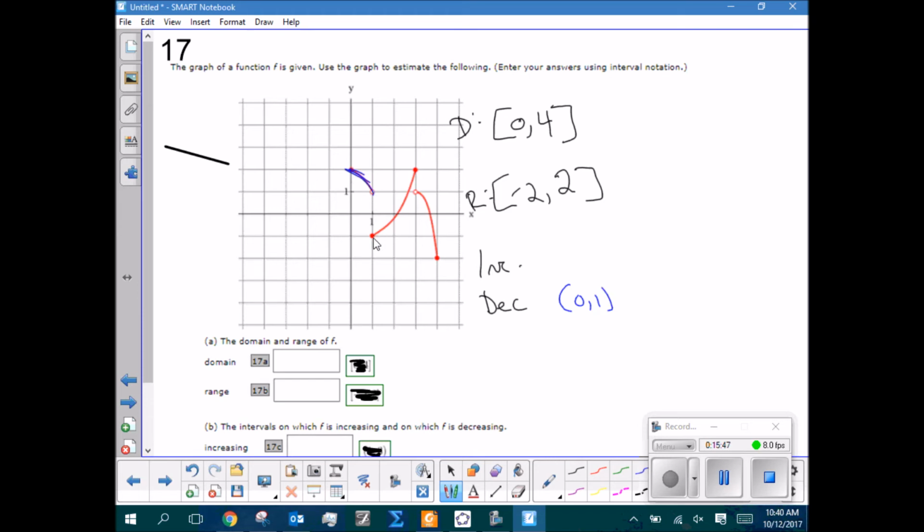But when I get to 1, there's a transition here. Now the transition says that everywhere I go from 1 this way, my y values are going to get bigger and bigger. So from 1 to 3, this little region here, that's increasing. So 1 to 3 is increasing. And then hopefully we recognize then right there from 3 to an x value of 4, you're decreasing again. So 3 to 4, decreasing, and we union those.